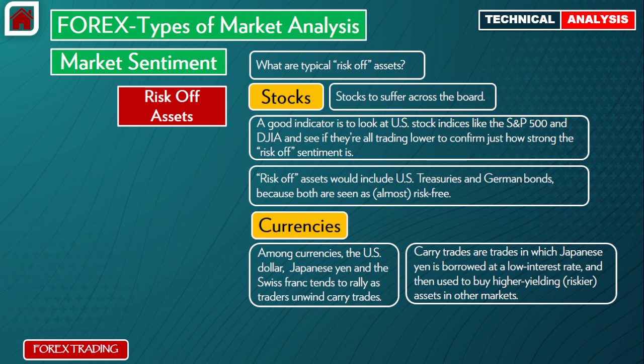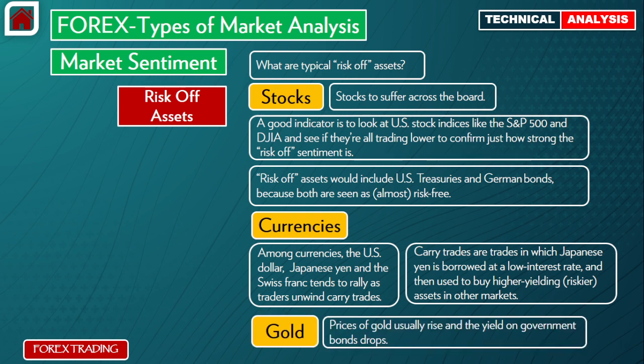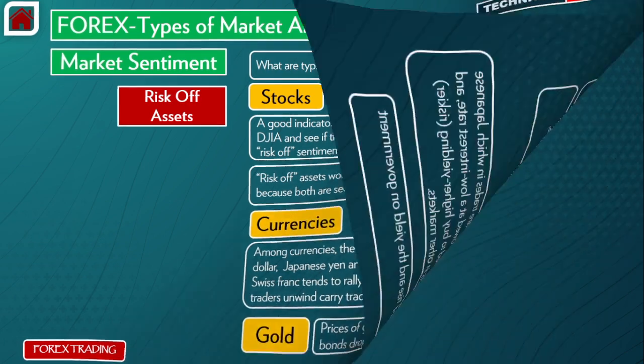And what are carry trades? Carry trades are trades in which the Japanese yen is borrowed at a low interest rate and then used to buy higher yielding, riskier assets in other markets. And then we have gold. Prices of gold usually rise and the yield on government bonds drops. So these are mostly the risk off assets.